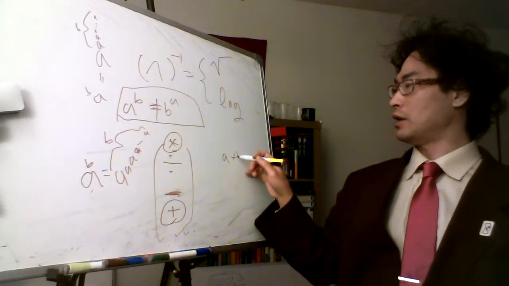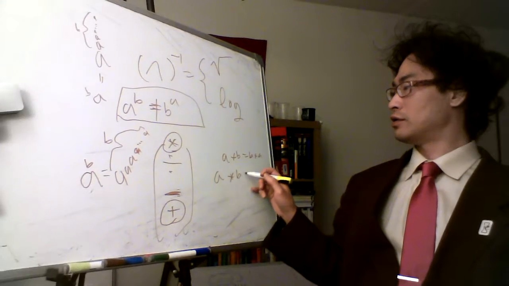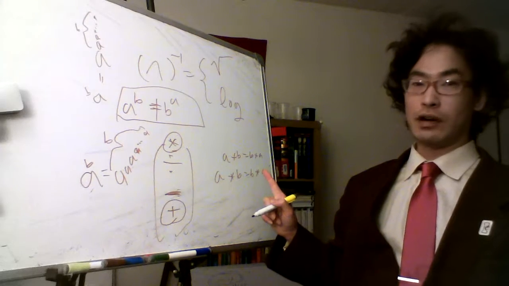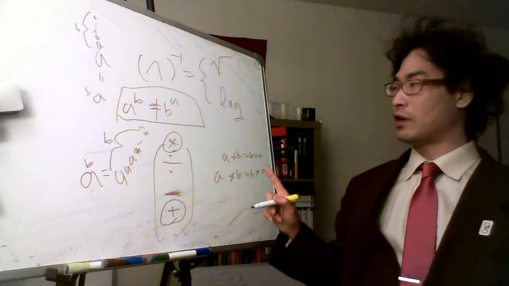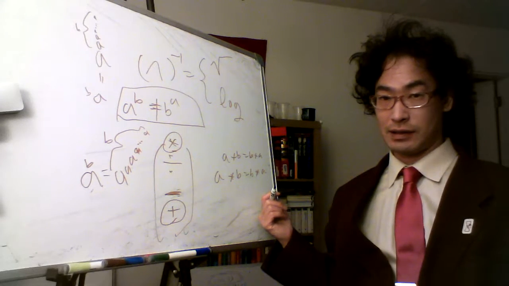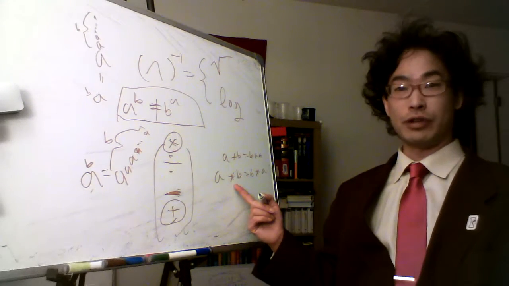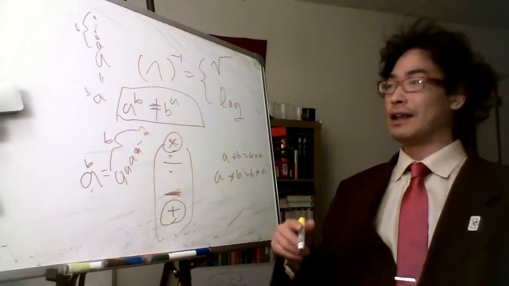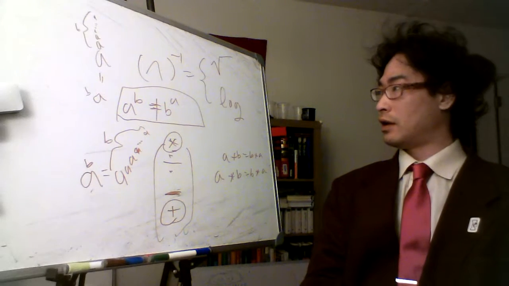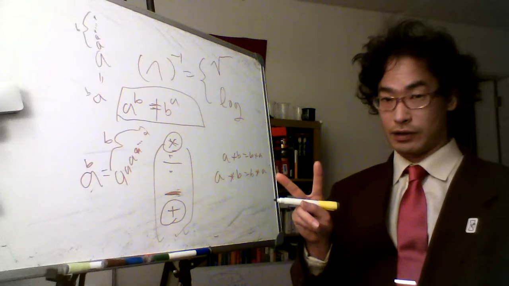Because A plus B was B plus A, and A times B was B times A, that's why they had only one inverse function. So the number of inverse functions depends on commutativeness. If this operator is commutative, like A plus B is equal to B plus A, then you only have one inverse function, okay? If it's not commutative, then you have two inverse functions, all right?